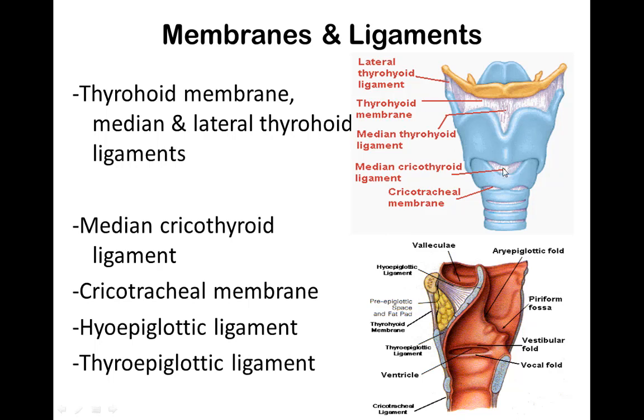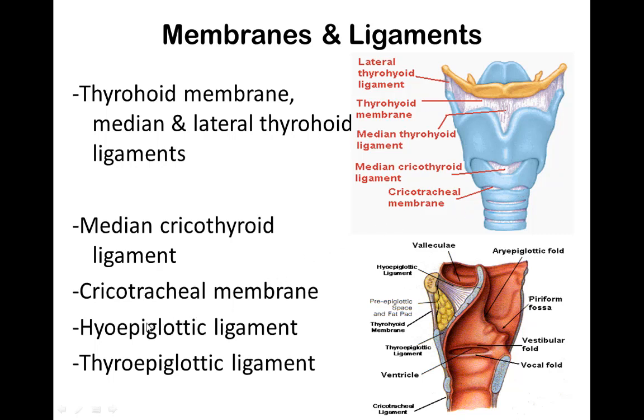Here we have another ligament, which is the median cricothyroid, between the cricoid cartilage and thyroid. So here we have the median cricothyroid ligament, and here we have the cricotracheal ligament or membrane. So this is the cricoid and this is the trachea. This is the cricotracheal membrane.